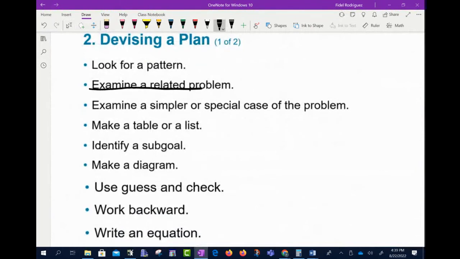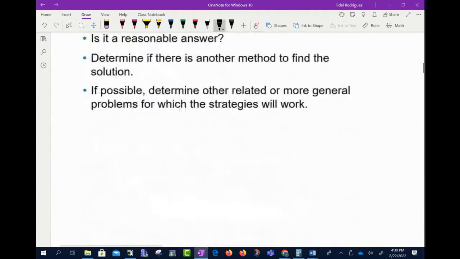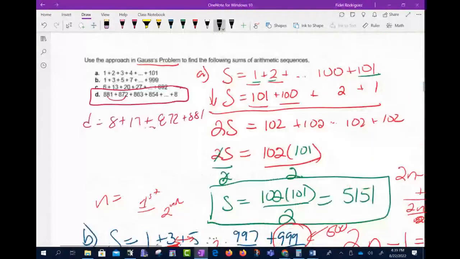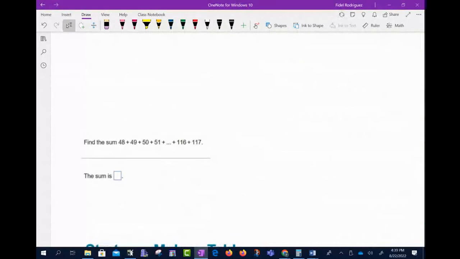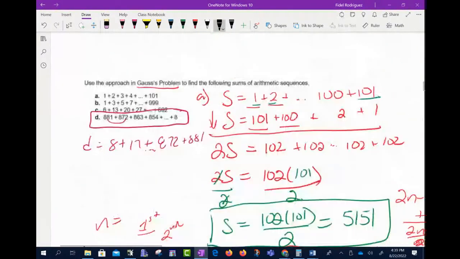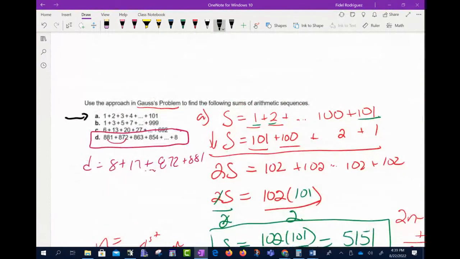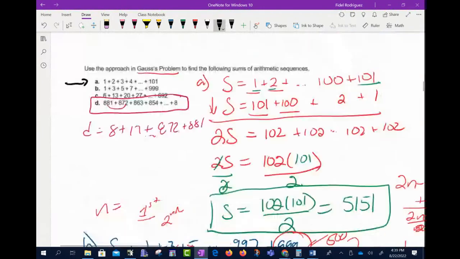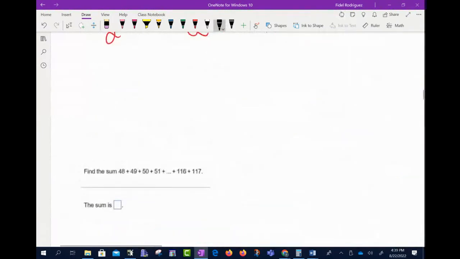Okay, it says, can we examine a related problem or make a simpler case or a special case for the problem? So this is exactly what I'm going to do here. If I'm trying to add 48 all the way to 117, just like we did this first problem and the way we did Gauss's problem, that's how I'm going to go about doing this one.